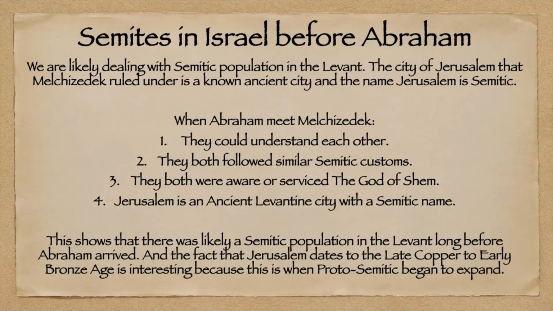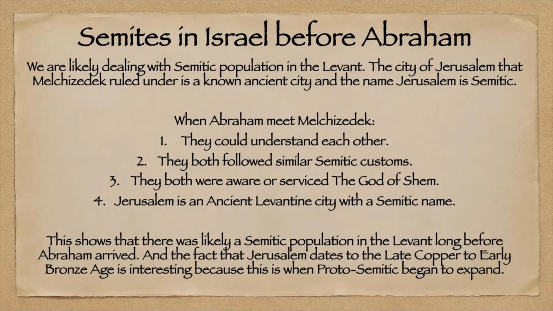And this is what I'm basically trying to establish. Abraham was not the first Semite. He likely wasn't the first Semite to come into the land of the Levant. There likely were Semites in the Levant before Abraham arrived, since we have Semitic names, ancient Semitic cities, long before he came there, and he met Semitic people with Semitic customs. So Semites were likely in the Levant. Descendants of Shem were likely in the Levant long before Abraham arrived.